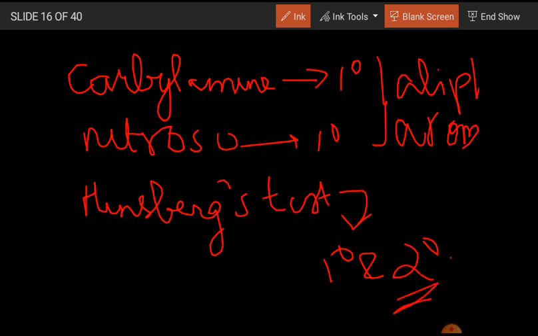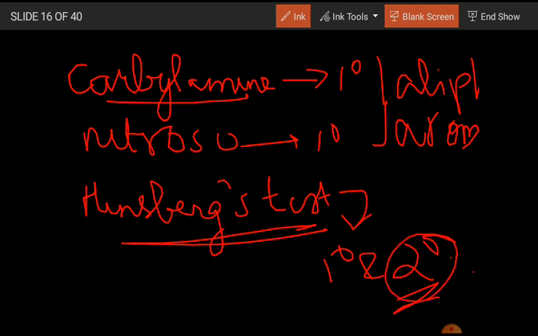So if we have a secondary amine, first carry out the carbylamine test. If it is giving a negative result in the carbylamine and a positive result in the Hinsberg test, then we can conclude that it is a secondary amine.